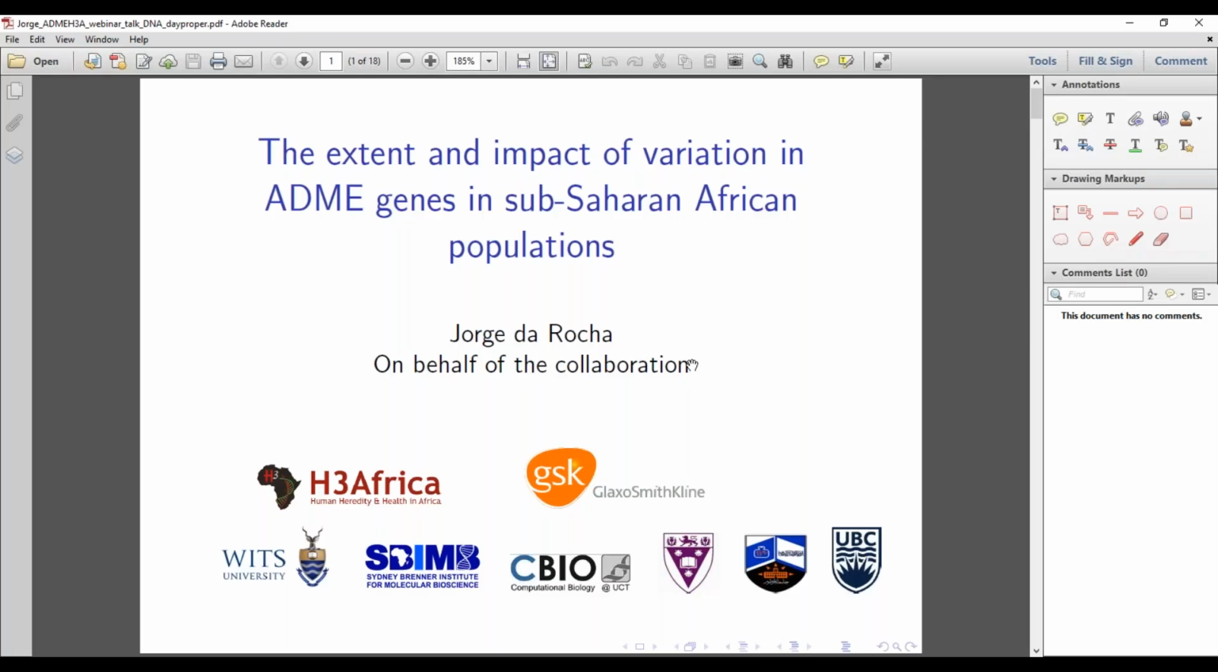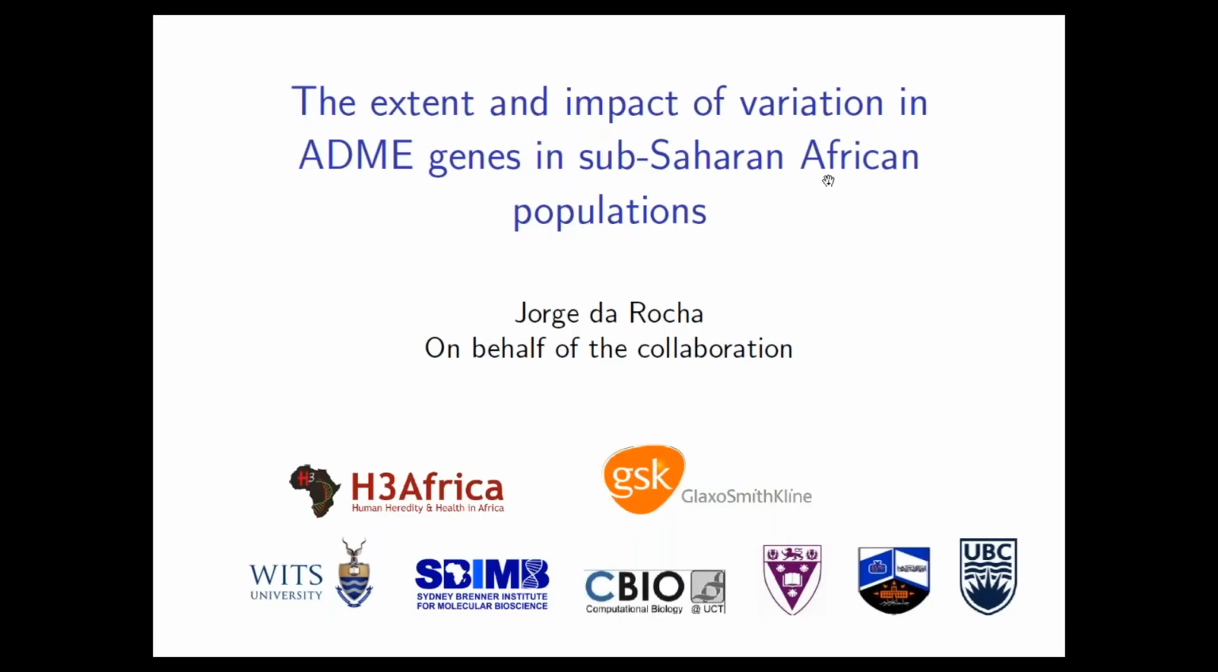From the H3 side, we have Jorge da Rocha. He's a PhD student at the Sydney Brenner Institute for Molecular Biosciences at the University of the Witwatersrand in South Africa. His work is focused mostly on pharmacogene variation analysis, particularly in African populations. He's built up a lot of expertise in variant annotation and functional assessment of variants using various tools, including bioinformatics. He is the Young Researchers Representative for the South African Society for Human Genetics.